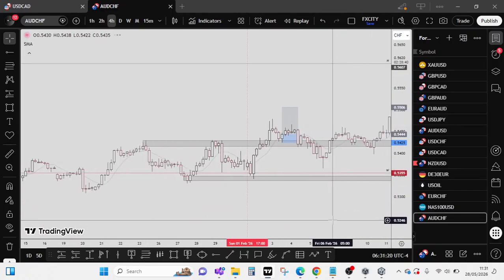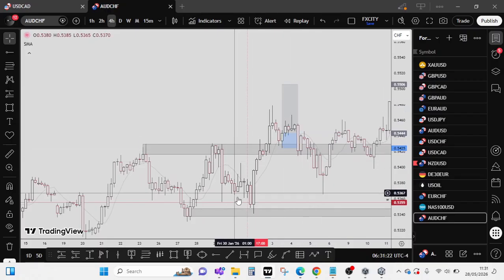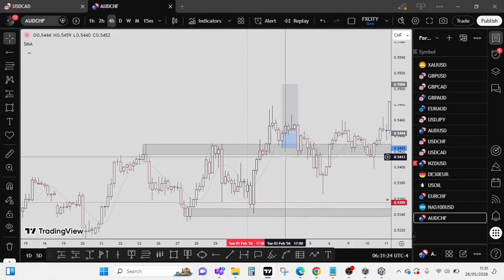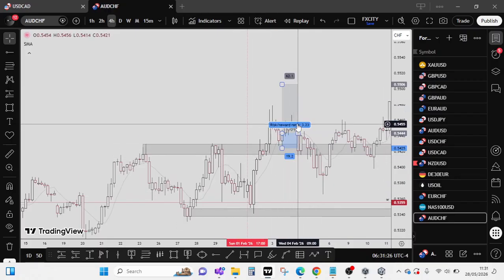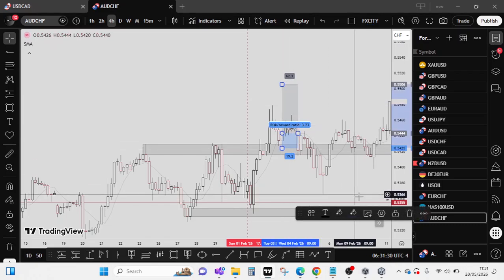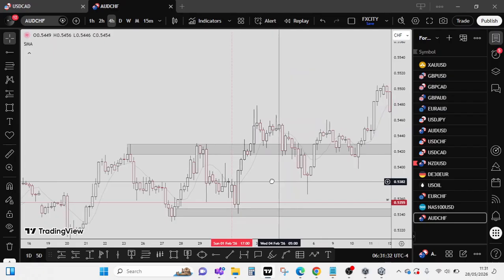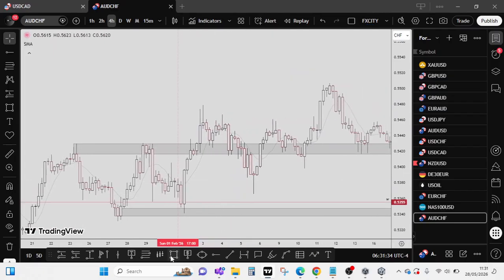But then price didn't continue that bullish momentum. So you can see price attempted to go higher, attempted, and then it failed. So we took a loss here, right? Taking a loss is still okay as long as we are following our trading plan and rules. So with that being said, price dropped below this level.